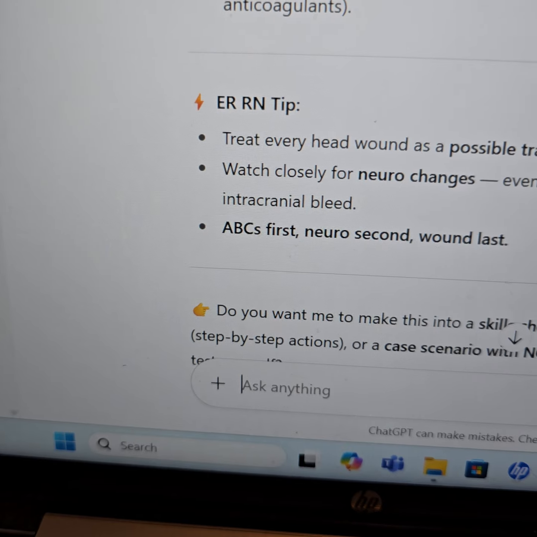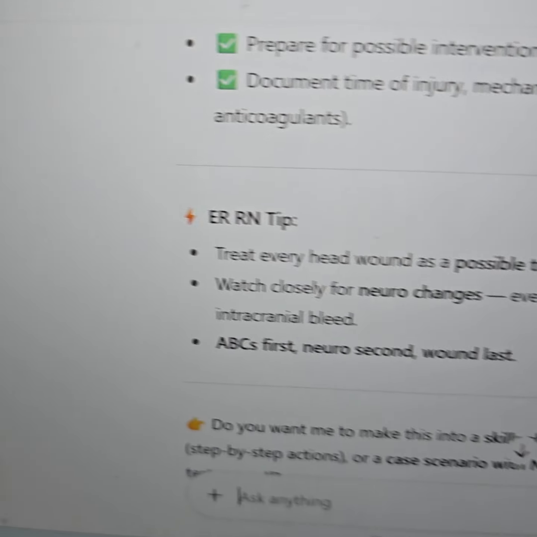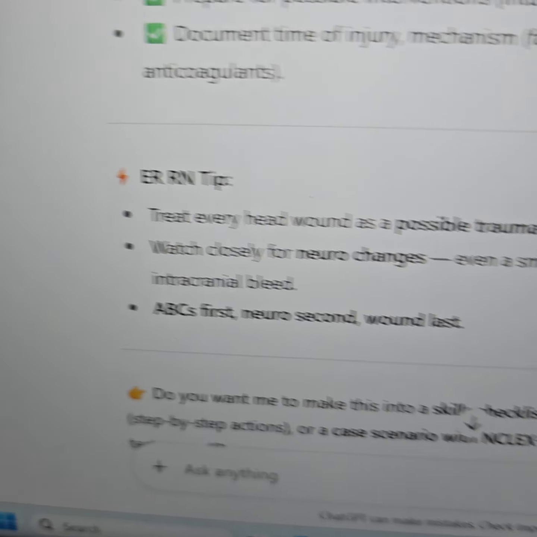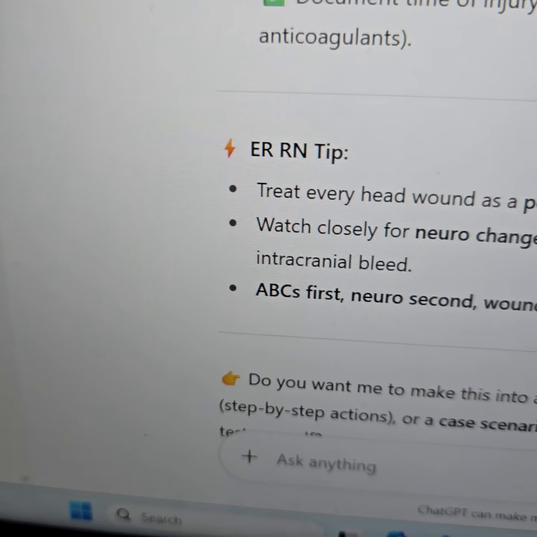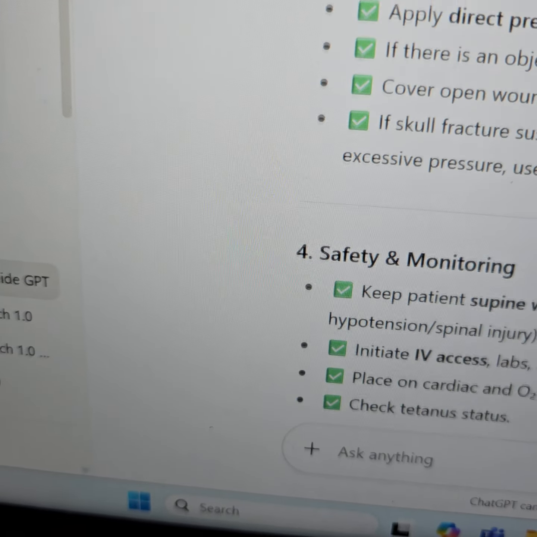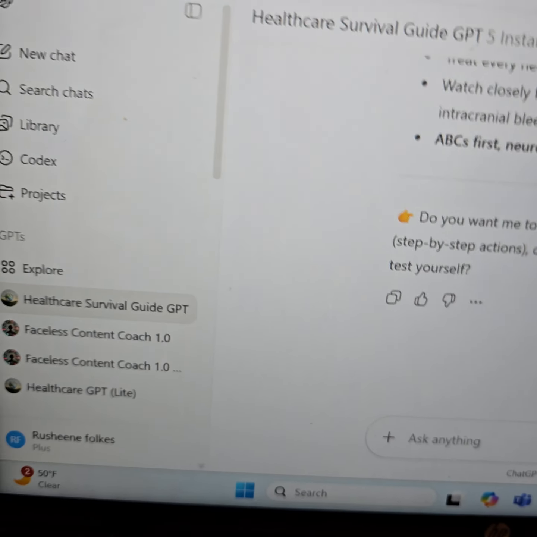Treat every head wound as a possible trauma, you see it's highlighted there, until proven otherwise. Watch closely for neuro changes. Even a small wound can mask a serious intracranial bleed. ABC. Say you're like, okay, I get all that. Now, what test do I order?